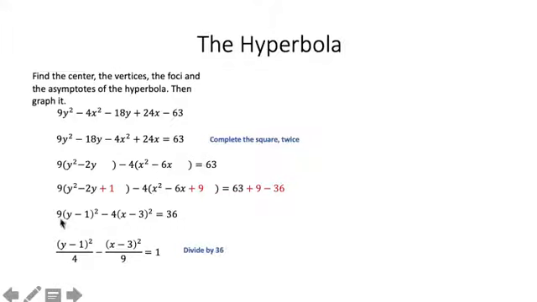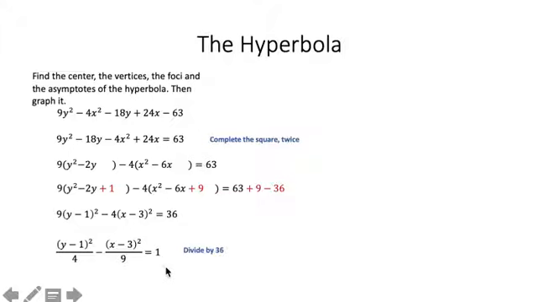So 9 divided by 36 is 4. That's why there's a 4 in the denominator. And 4 divided by 36 is 9. That's why there's a 9 in the denominator. And 36 divided by 36 is 1. Okay, so now I have my equation in the proper form.